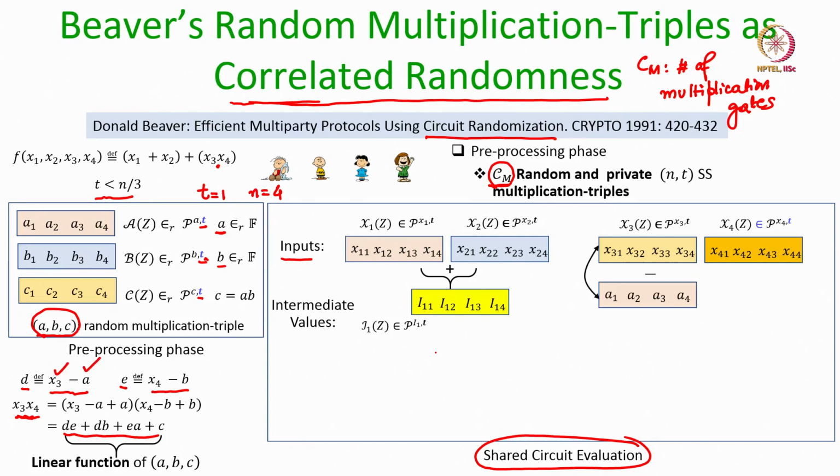So, no one can find out the value of d, but x3 minus A is a linear operation. So, parties can non-interactively compute a secret sharing of x3 minus A, namely the secret sharing of d, where the degree of sharing will be t, and in the same way the parties can non-interactively compute a secret sharing of e, where the degree of sharing will be t. For that, each party just needs to subtract its share of B from the share of x4.